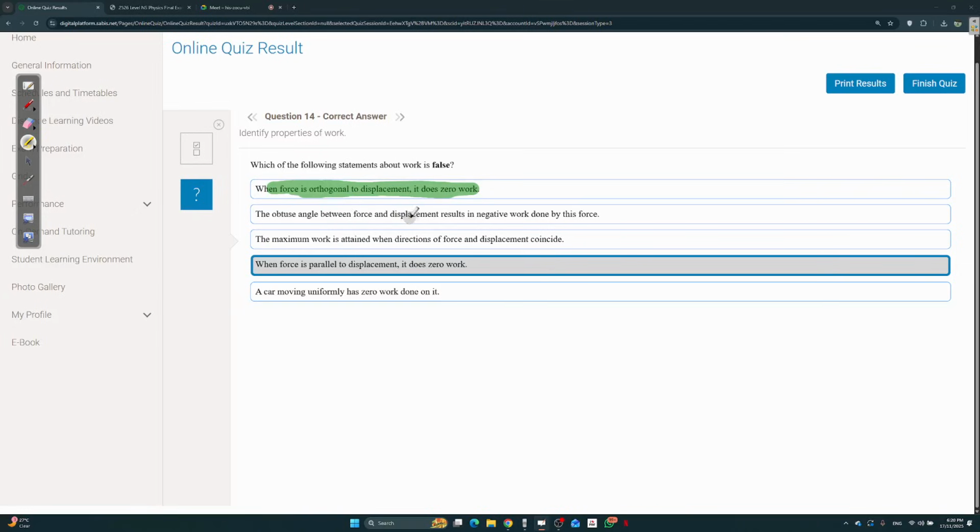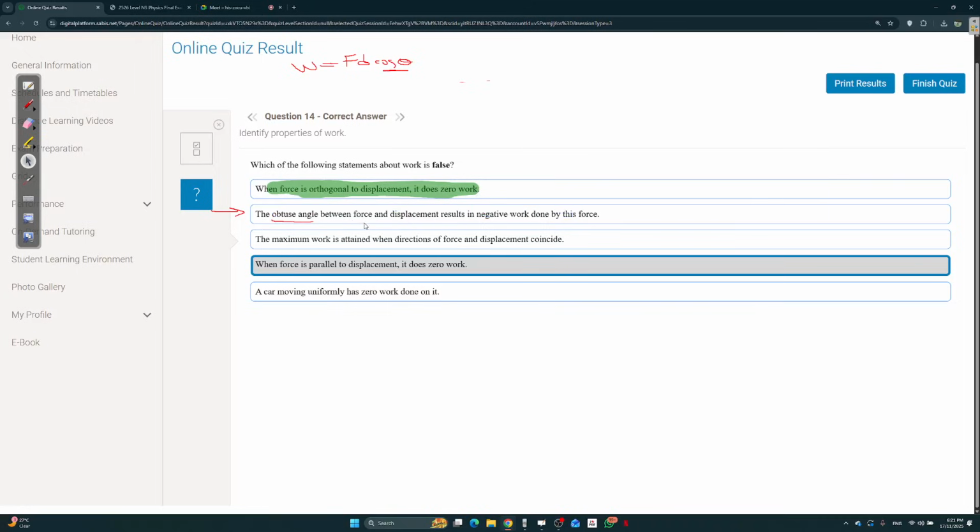The obtuse angle between the force and displacement results in negative work. What does this mean? Obtuse angle, meaning the angle is greater than 90. Isn't work equal to F d cosine theta? Yes. Cosine theta becomes negative if your angle theta is bigger than 90. Okay, that's the rule for cosine. If the angle is bigger than 90, then cosine theta becomes negative. So that's why this one here is true. So you select it.